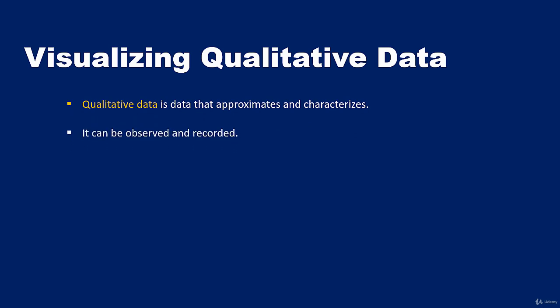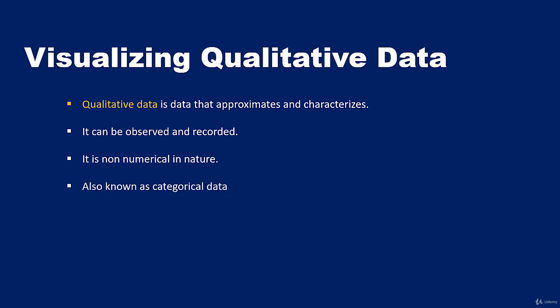In this video, I'll be showing you an illustration of how to visualize qualitative data. What is qualitative data? Qualitative data is data that approximates and characterizes. It can be observed and recorded. It is non-numerical in nature. It is also known as categorical data.